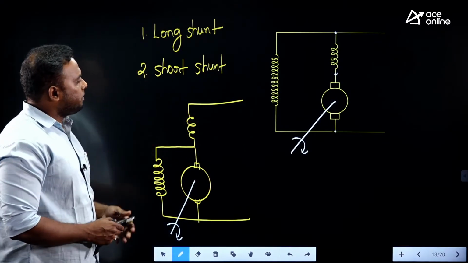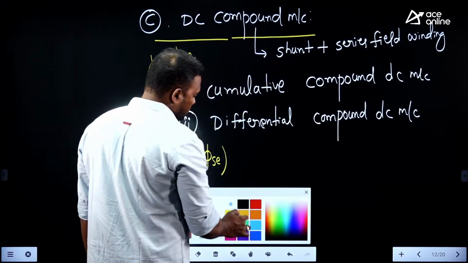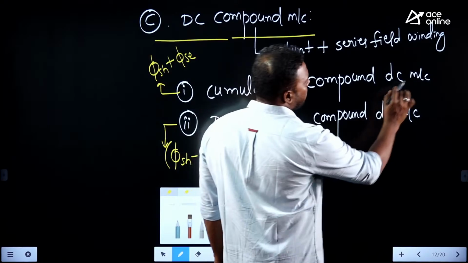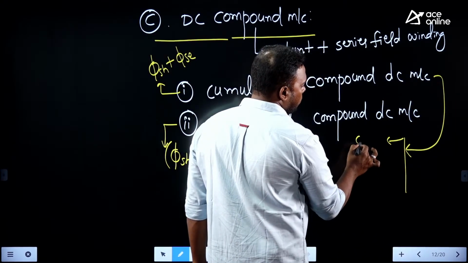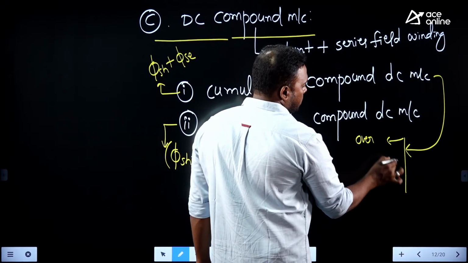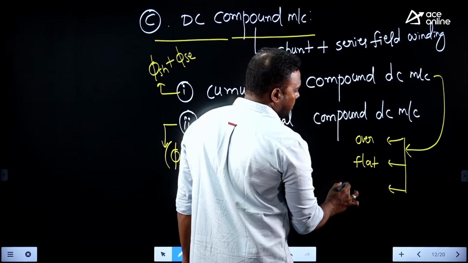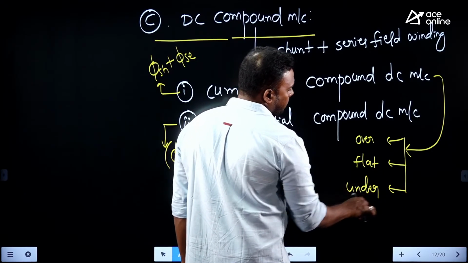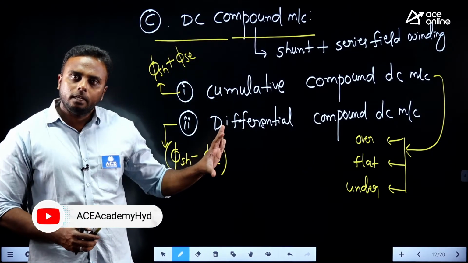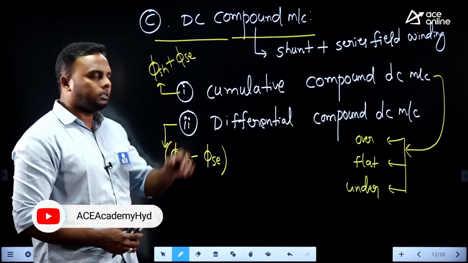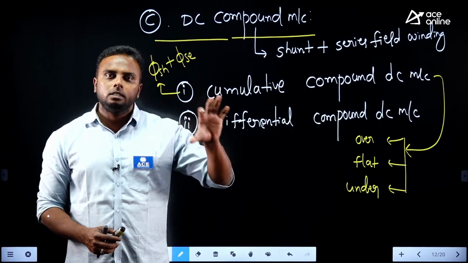Now, previously I said this cumulative compound we divided into three types. This cumulative is divided into three types: over compound DC machine, flat compound DC machine, and under compound DC machine. Three types it is: over, flat, under. Now how to achieve that over, flat, under compound in the cumulative compound is by adjusting field currents such that we have to check no load voltage and full load voltage.